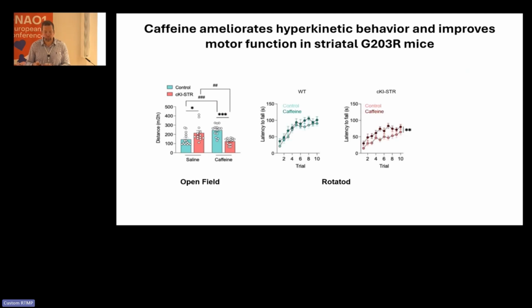We tested them on the rotarod task as well, and we see some improvement in the rotarod task, not complete, but some improvement when we give caffeine to the striatal knock-in mice. And we analyzed the synaptic transmission properties, and we see that caffeine also shows an improvement in the synaptic measures as well.